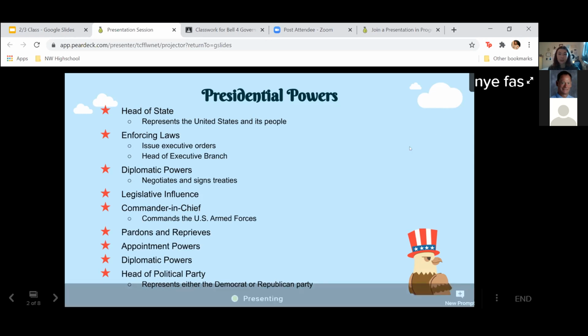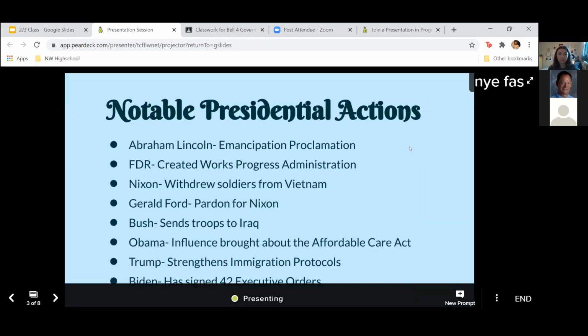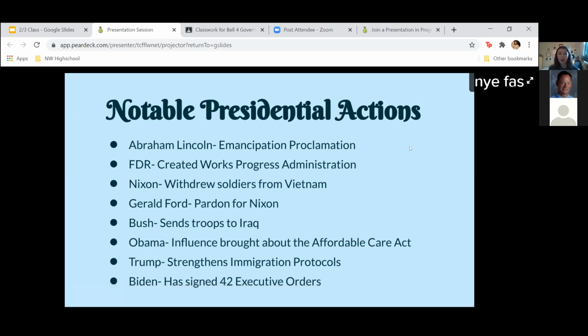So I just made a list of notable presidential actions because I was going through and looking at these and thinking, what were some big things that presidents have done that have really utilized their power that we hear a lot about. This way you can see why it's so important that we learned about these presidential powers, because some of their decisions can be really big and impact our nation a lot.